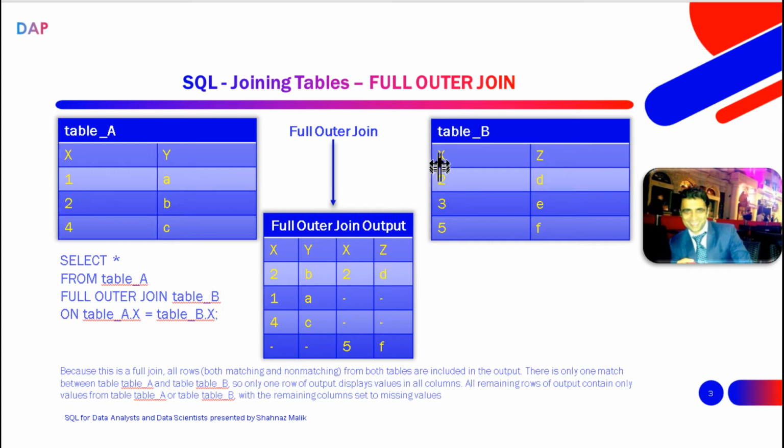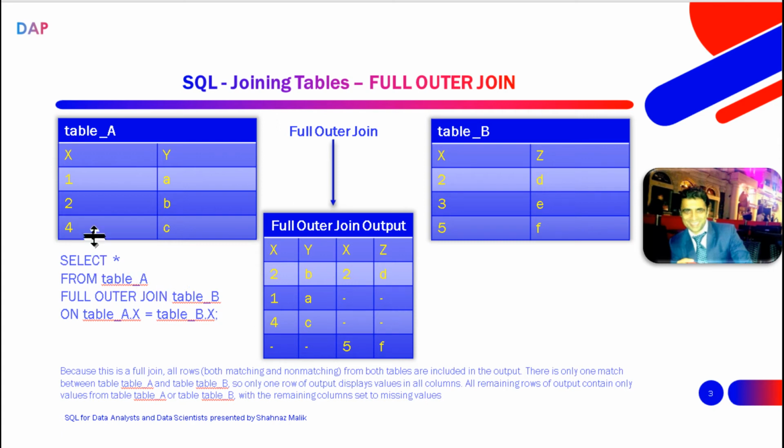So what will happen? It will take this X, Z, 2D, put it here, and whatever is matching in the other table, it will put here. So we have a match: 2B is matching with 2D. Then the next one is 1A. Do we have any 1s here? No, we don't have a match. So 1A will be as it is, and there will be null in the other fields.